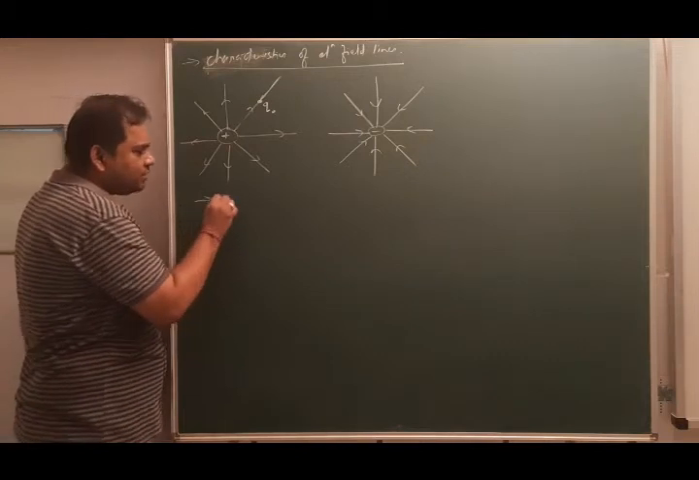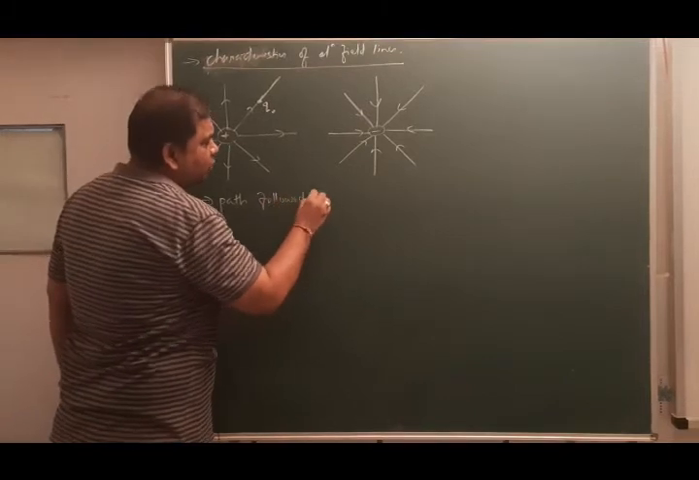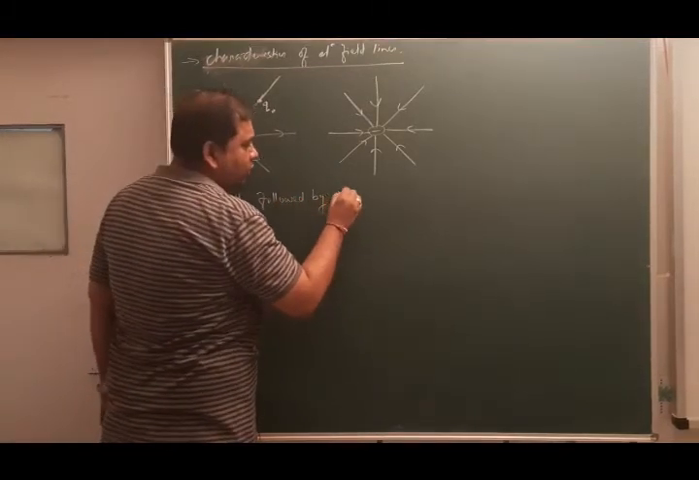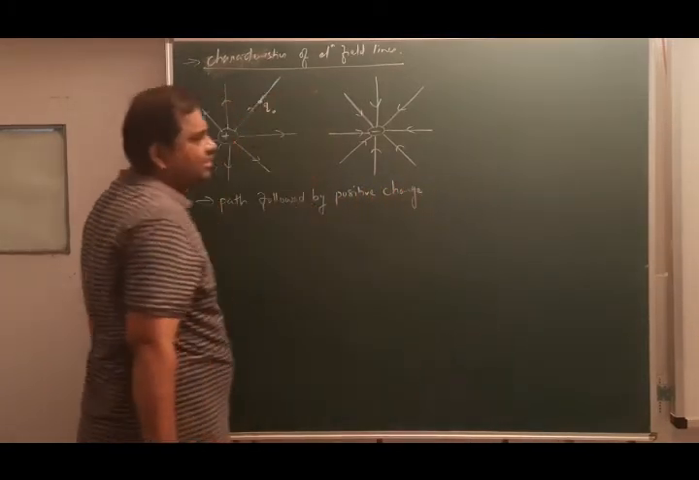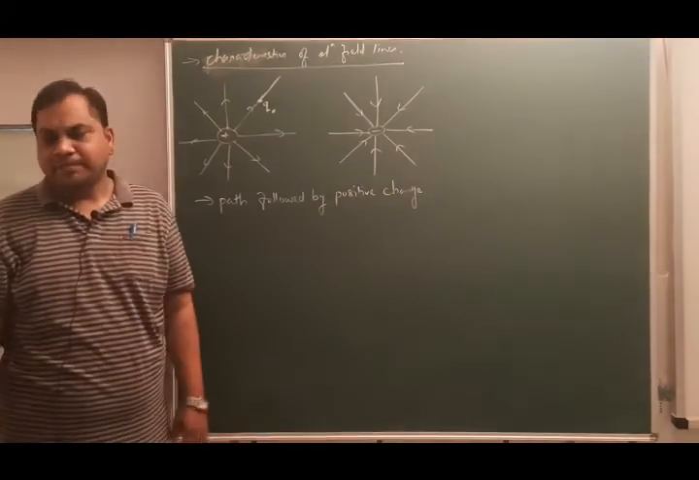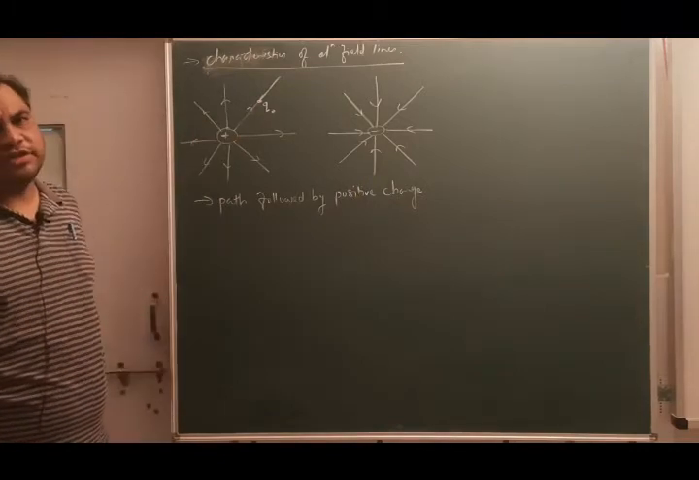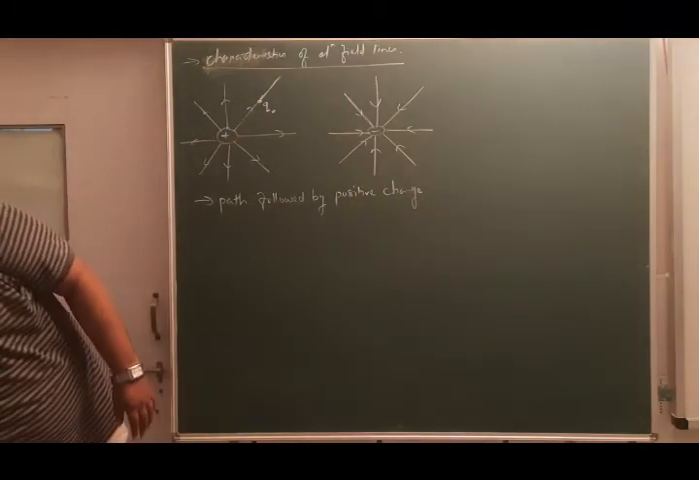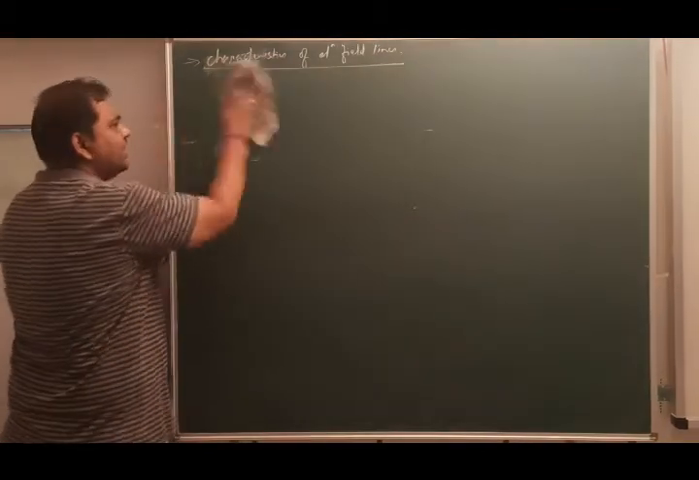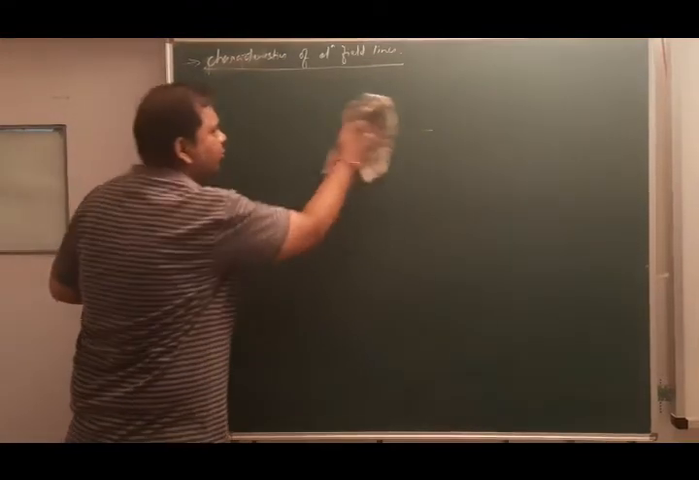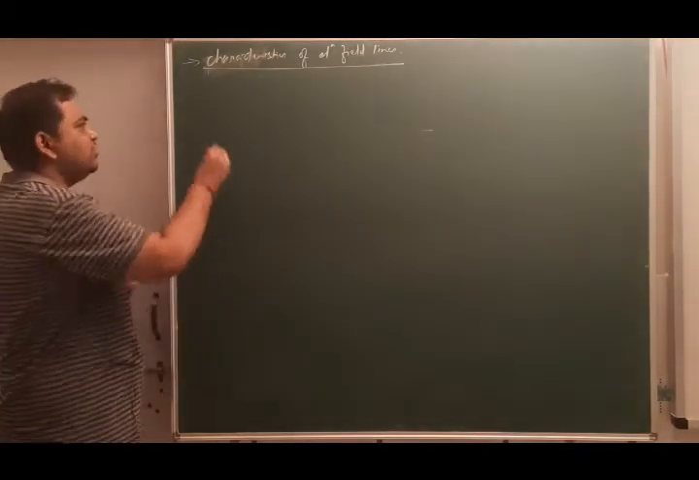So electric field lines are nothing else but the path that is followed by a positive charge in a given space. Electric field lines are continuous curves, and they represent the path followed by a positive charge in a given space. Now, this is the definition of electric field lines. They are continuous curves, or the path which is followed by a positive charge.